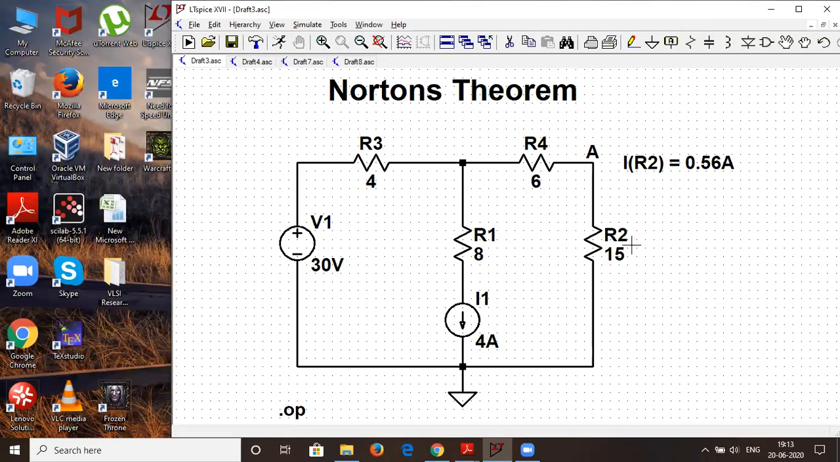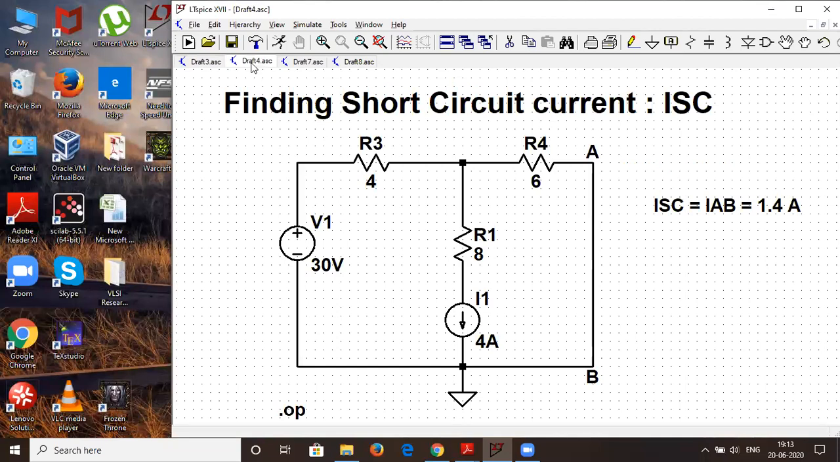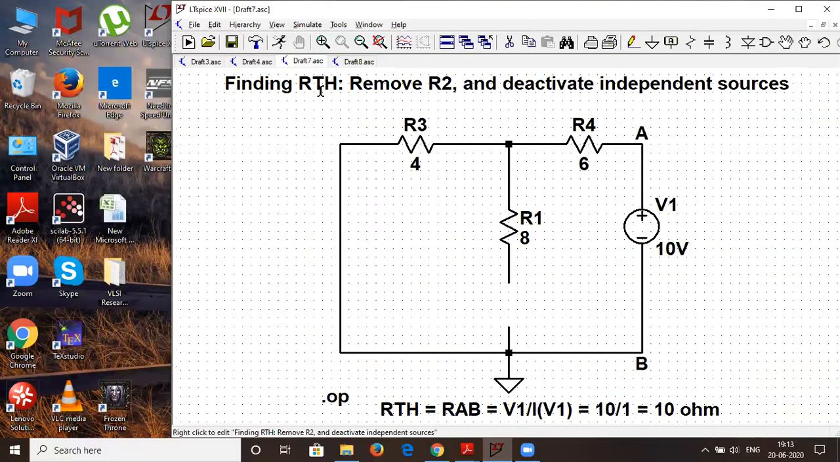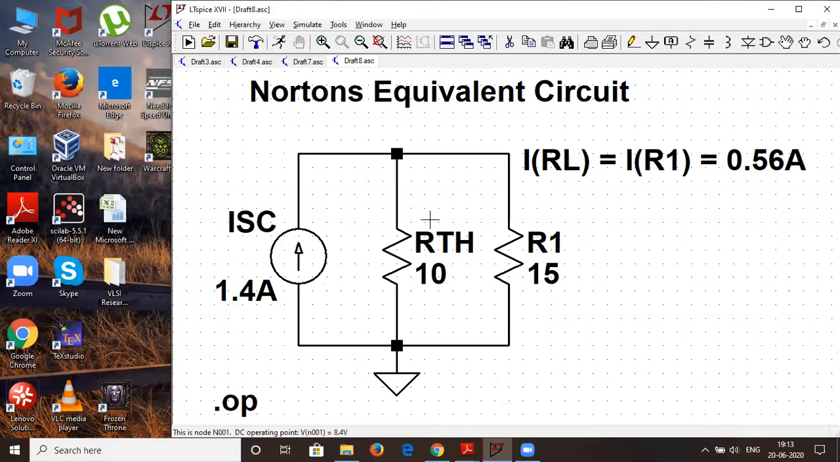So first we have built up the circuit in LTspice. We have to solve this using Norton's theorem. And first we found the short circuit current. So we removed the RL load and replaced it with a wire, a short circuit wire. Next we have found RTH by deactivating all the independent sources, that is the voltage and current sources over here. And finally we put together ISC in Norton's equivalent circuit in parallel with RTH, and we have found out that the current flowing through the 15 ohm resistance is indeed 0.56 amperes.